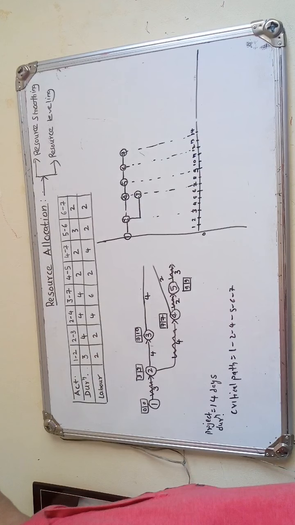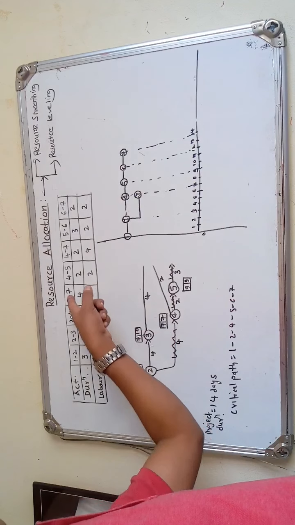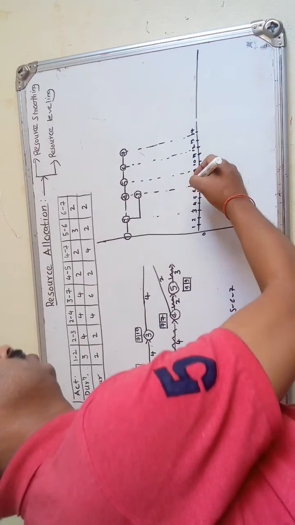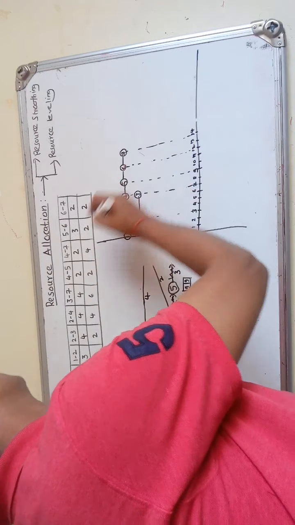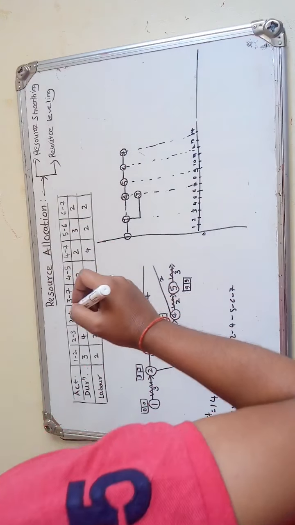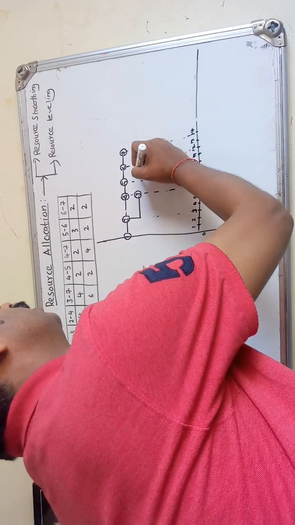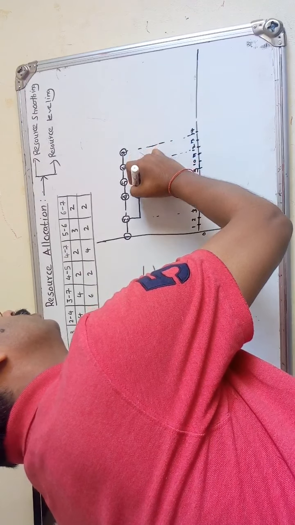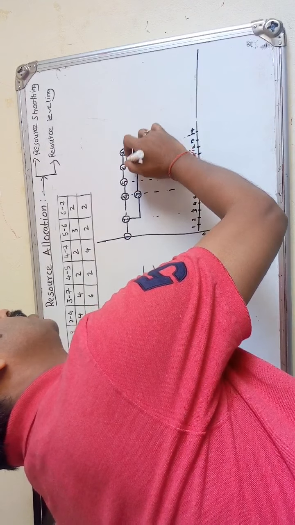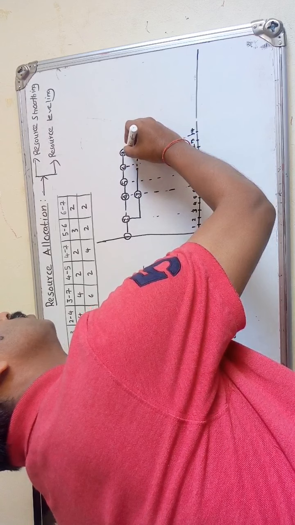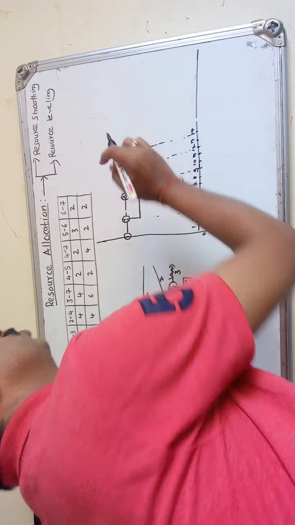Then 3 to 7. 3 to 7 requires 4 days. So 7 plus 4, that is 11. So it will end on 11. And after that, you have to connect it with that node 7.